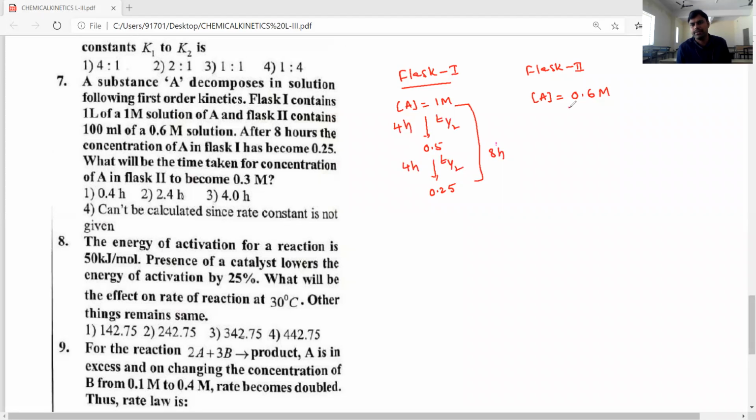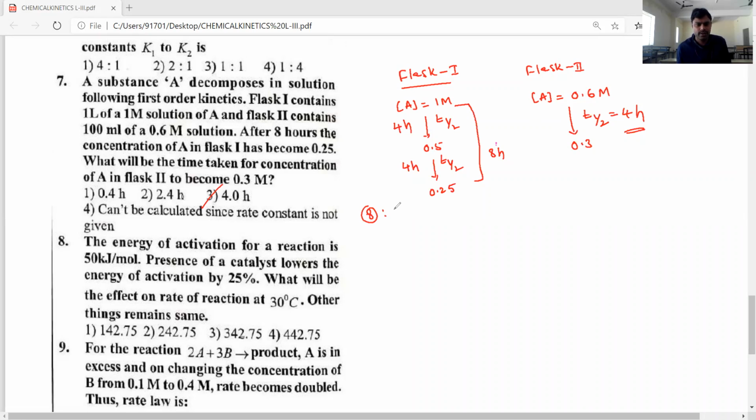In the same way, the concentration of A changes from 0.6 to 0.3, which means it is the half. Then t half is equal to 4 hours. So the answer is 4 hours. Let's see the 8th question.